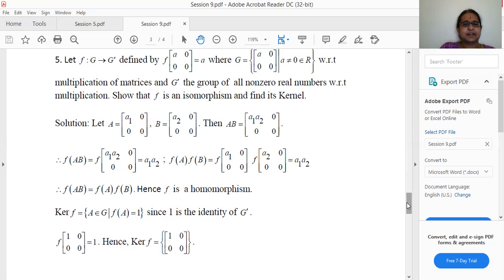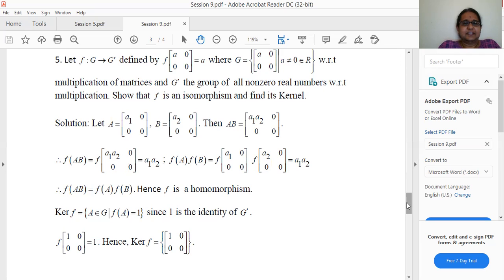So now consider two matrices belonging to G. Let them be A and B. So let matrix A be [a1, 0; 0, 0] and matrix B be [a2, 0; 0, 0]. We have considered two matrices. Then multiply the two matrices and find what AB is. So AB is nothing but the square matrix [a1 a2, 0; 0, 0].